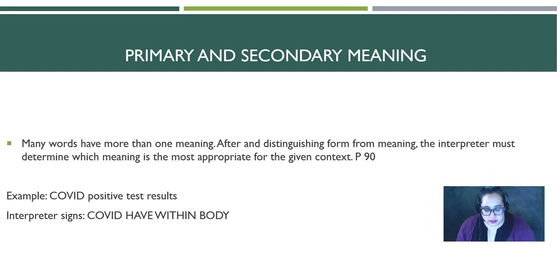So the other word, or discourse, that your book mentions is primary and secondary meaning, which is to say that many words have more than one meaning. And after distinguishing form from meaning, beware, my slide has an extra 'and' there. I'm going to remove it. And now it's gone. After distinguishing form from meaning, the interpreter must determine which meaning is the most appropriate for the given context. This is from page 90 in your English Skills Development book.